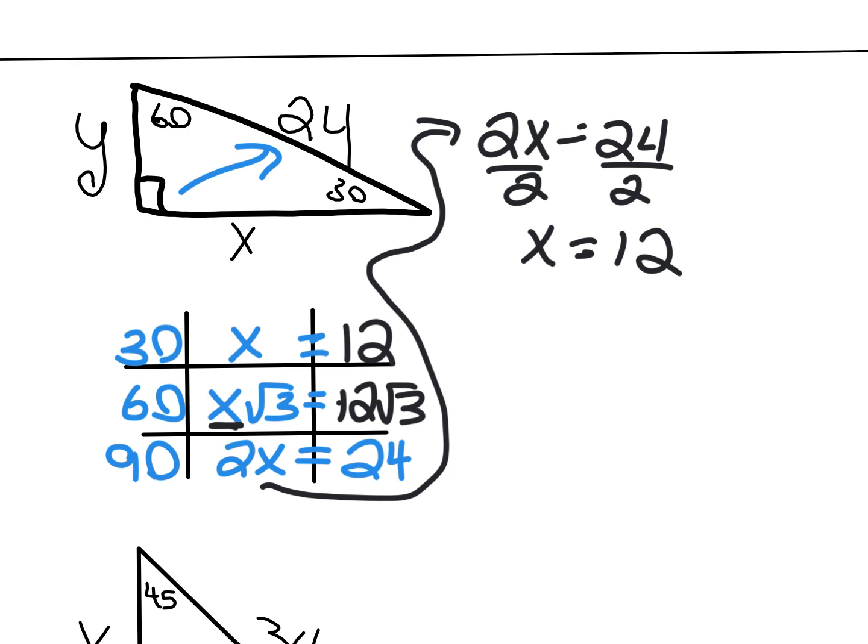So now if I go back up here, I know x is opposite the 60-degree angle, which is right there. So this is 12 square root of 3. And y is opposite the 30-degree angle, which is right there. So y is equal to 12.